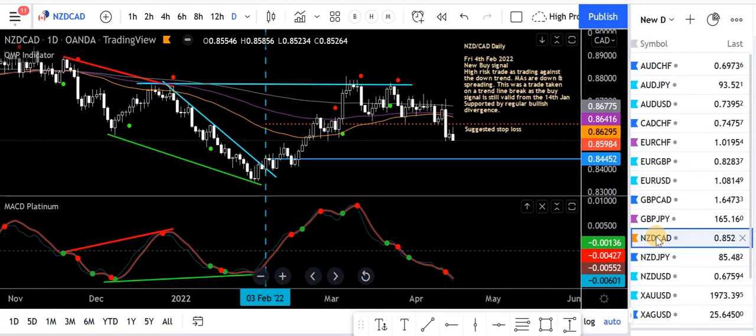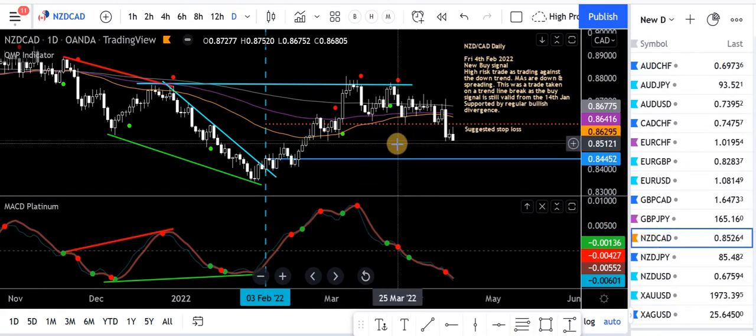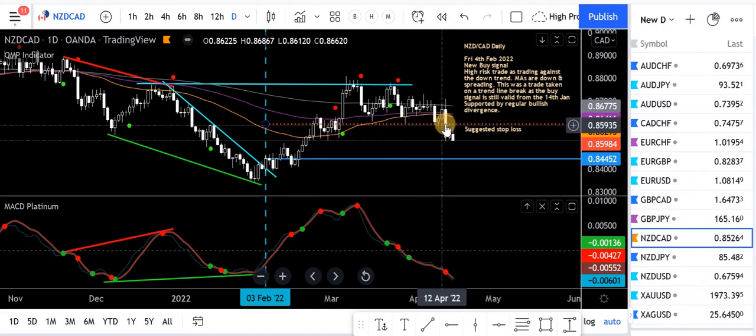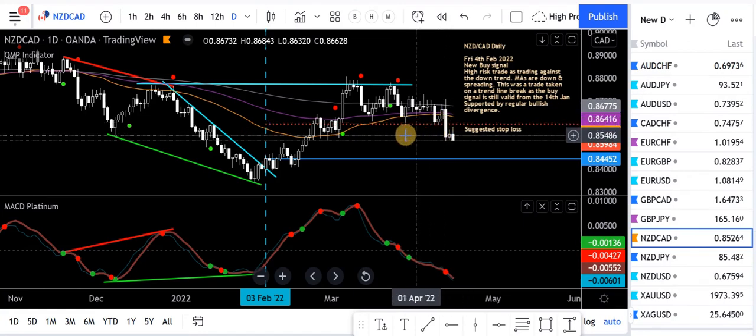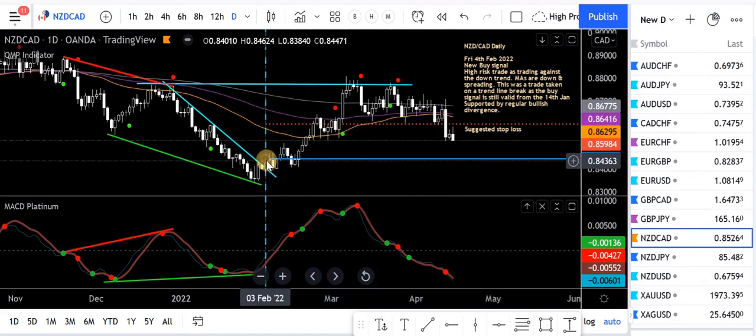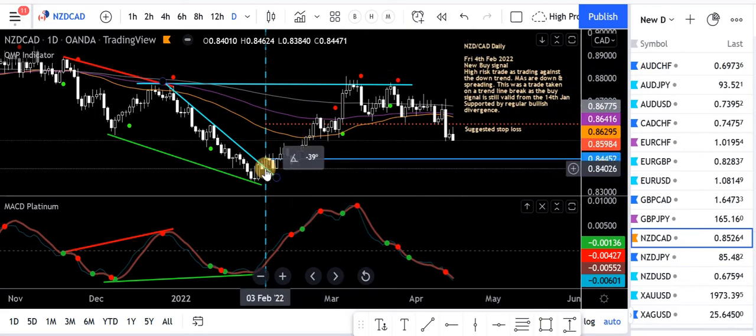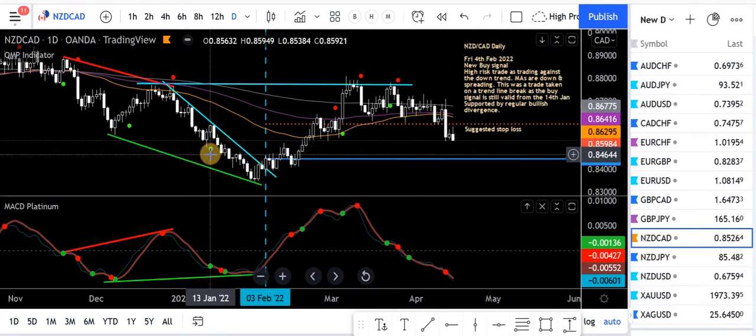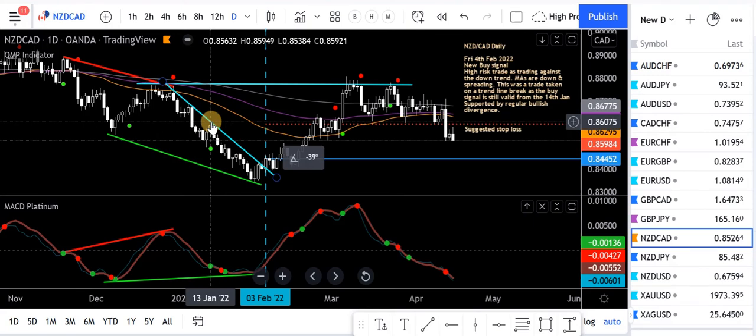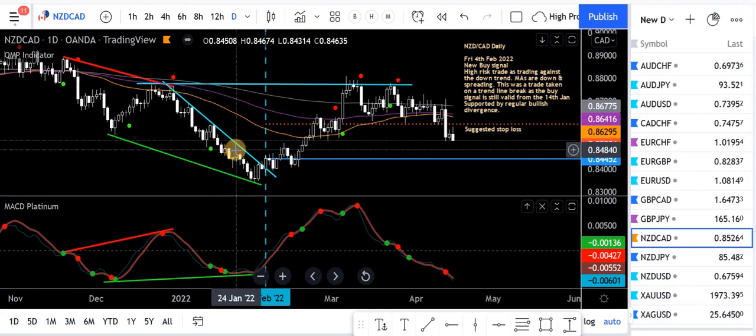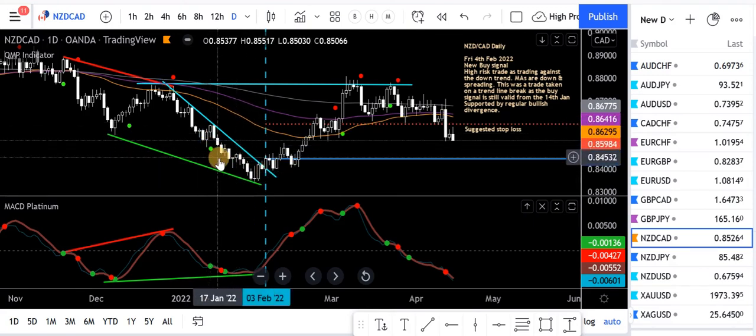New Zealand CAD, another one highlighted in orange. Yeah, I'm still a bit peeved that I closed my sell out on this. I took a sell in here, and I closed out just for a small profit, and it's proven to be good. In the meantime, what's happened now? Buy from the 4th of February was taken here. It was a buy signal here. I took that, stopped out, so it still remained valid.